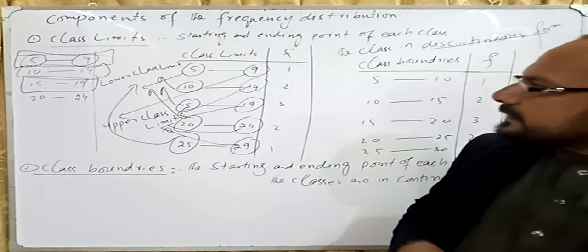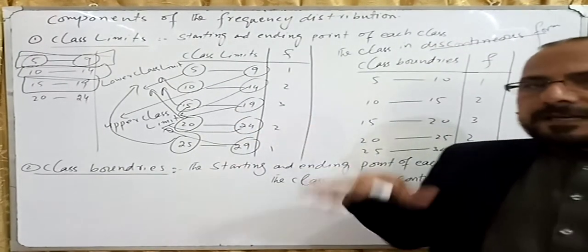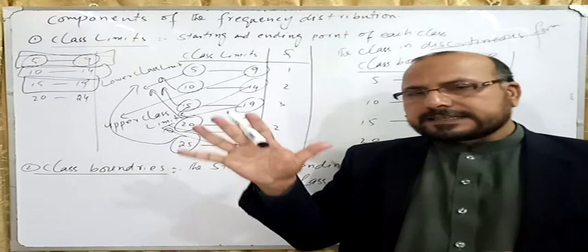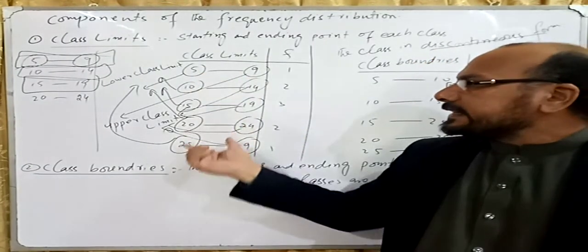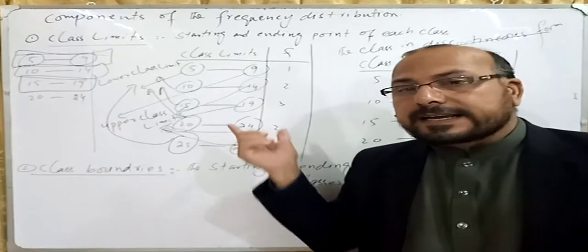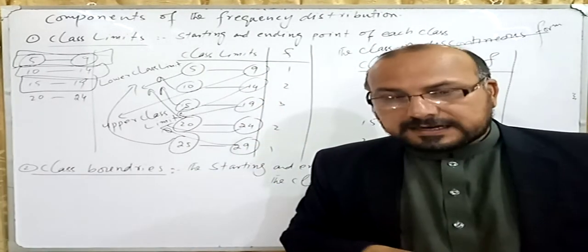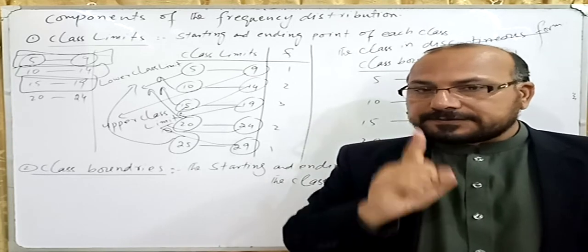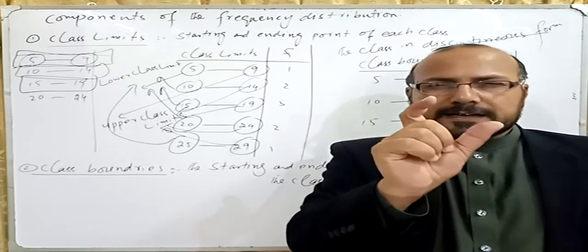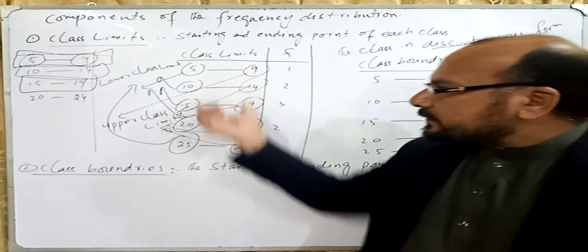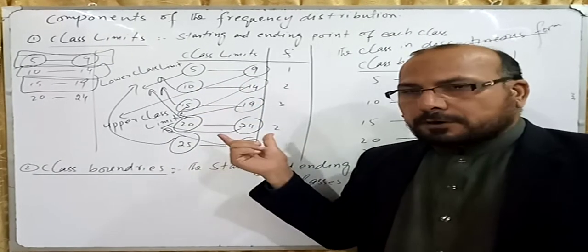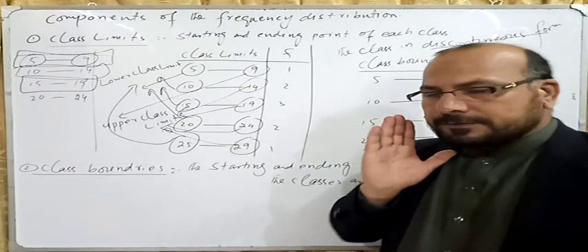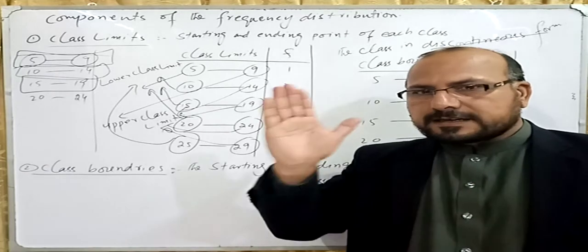So if we have the classes in separate form, in discontinuous form, we can say that the classes are in class limit form. You need to understand the difference between the class limit and class boundaries, because you will face these kinds of problems in upcoming classes if you don't know about the class limit and class boundaries.